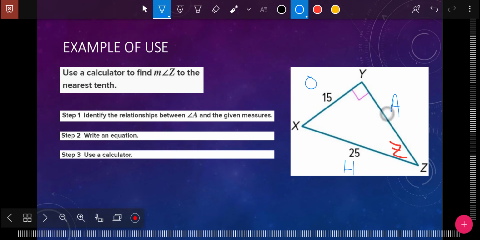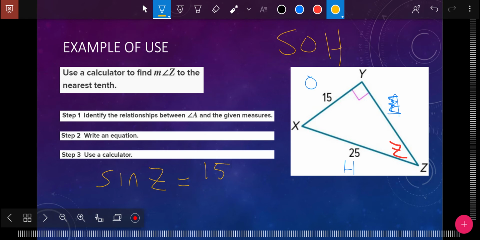Well, I'm using the numbers in the problem, so I'm not using the adjacent. So OH. The first thing I still have to know is that I'm using SOH. That hasn't changed. And so sine of Z, let me rewrite that. Sorry about that. So sine of Z equals opposite over hypotenuse. So the setup is exactly like it was. This should say Z here.